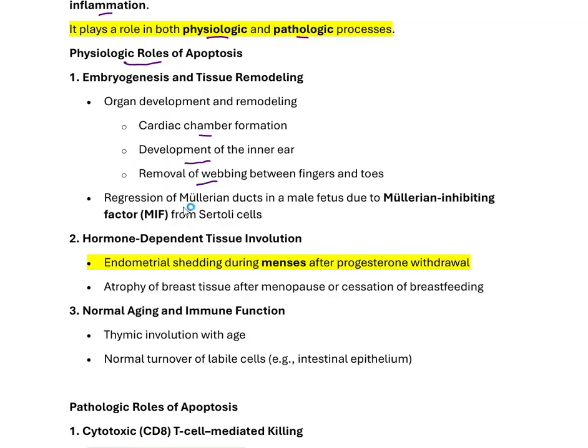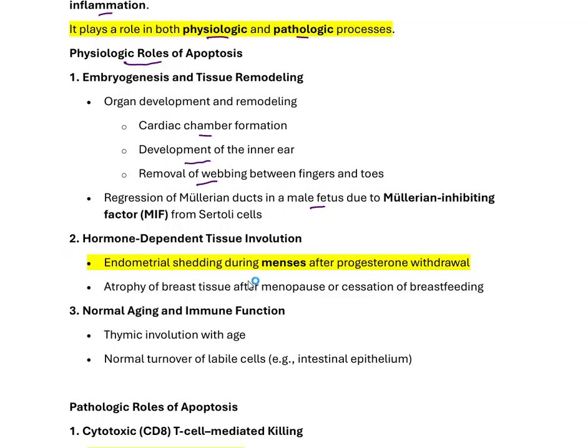Apoptosis is also involved in regression of Mullerian ducts in the male fetus due to Mullerian inhibitory factor that is produced from Sertoli cells. And that's why if there's a failure of this, then that patient could develop what? They could have both male and female reproductive structures, right? Moving on to the next one, which is hormone-dependent tissue involution.